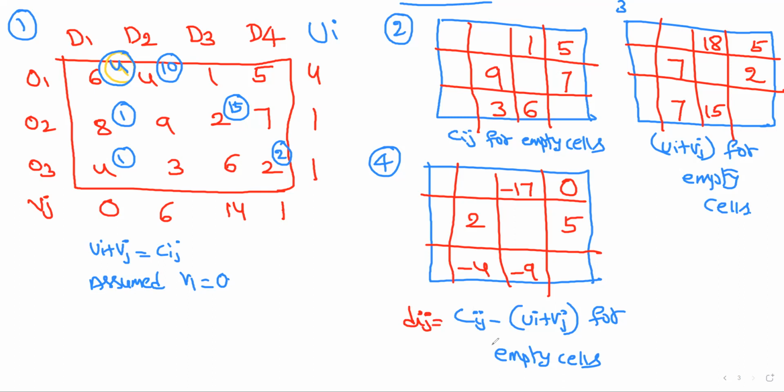If all Dij are greater than or equal to 0, the solution is the optimal solution. But here not all are positive. We have negatives. If you have negatives, take the most negative one, this one. So now this cell acts as the incoming vector. What is this position? O1, D3. O1, D3 cell as the incoming vector.